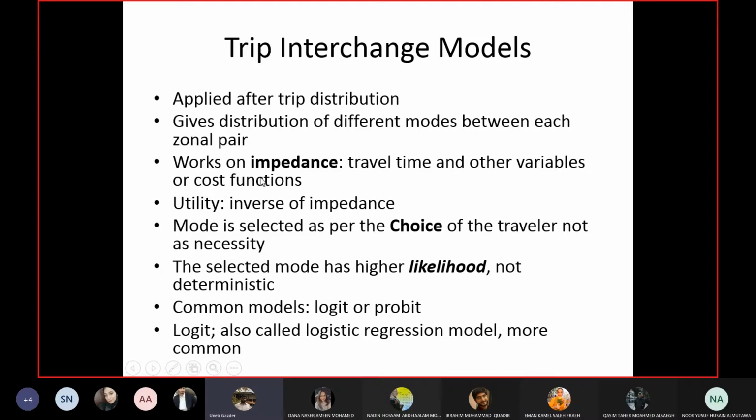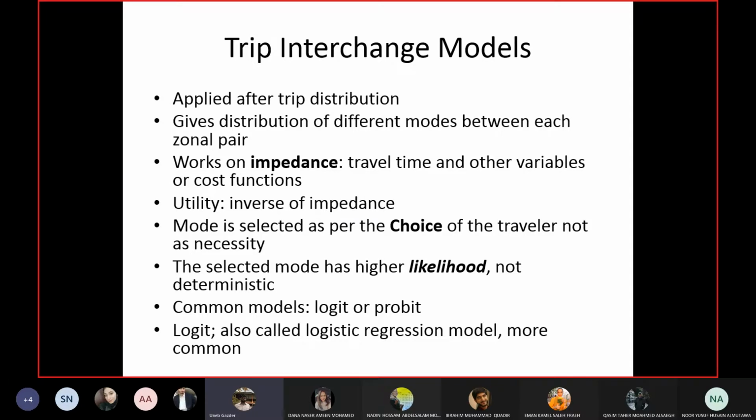Or let's say I want to use a car, but in congestion times, in rush hours, if I use my car, then my travel time will be much higher. And then I have a metro which has a much lower travel time in that rush hour. So that travel time will become the impedance or the cost function. Travel time and cost were already mentioned. So any variable which is stopping you from using a mode becomes an impedance.